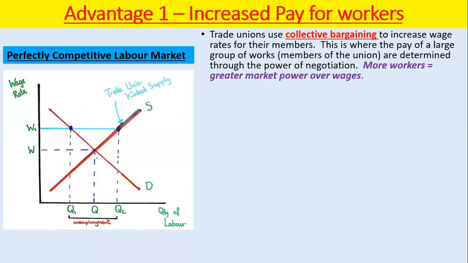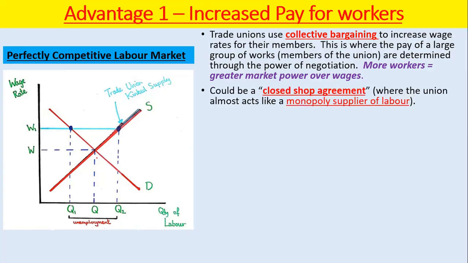So trade unions use collective bargaining to increase wage rates for their members. This is where the pay of a large group of workers, members of the union, is determined through the power of negotiation. More workers equals greater market power over wages. Now, we look at this thing called trade union density. Trade union density looks at the number of workers within the union, and we say that the greater the number of workers, the greater the trade union density. The greater the trade union density, the greater the market power they have over wages.